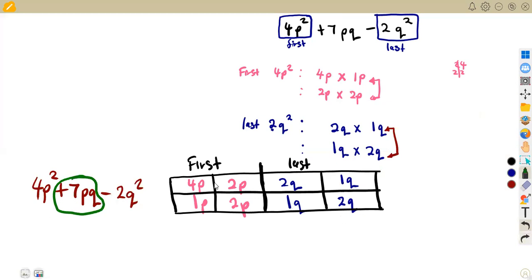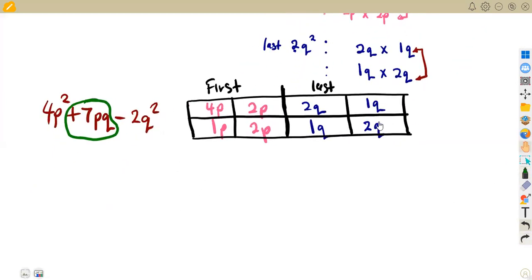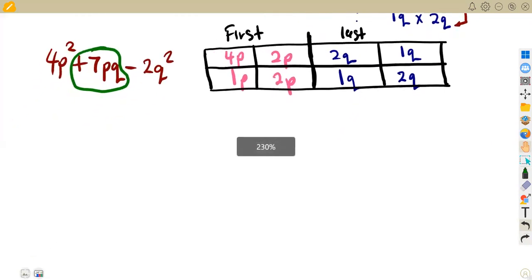Just consider the numbers: how can I obtain 7pq? Because you're going to take your terms diagonally. Also, considering that there's a negative, one of these terms must be negative, in order for us to obtain negative 2q squared. It's a trial and error. You try until you get the answer that is correct.